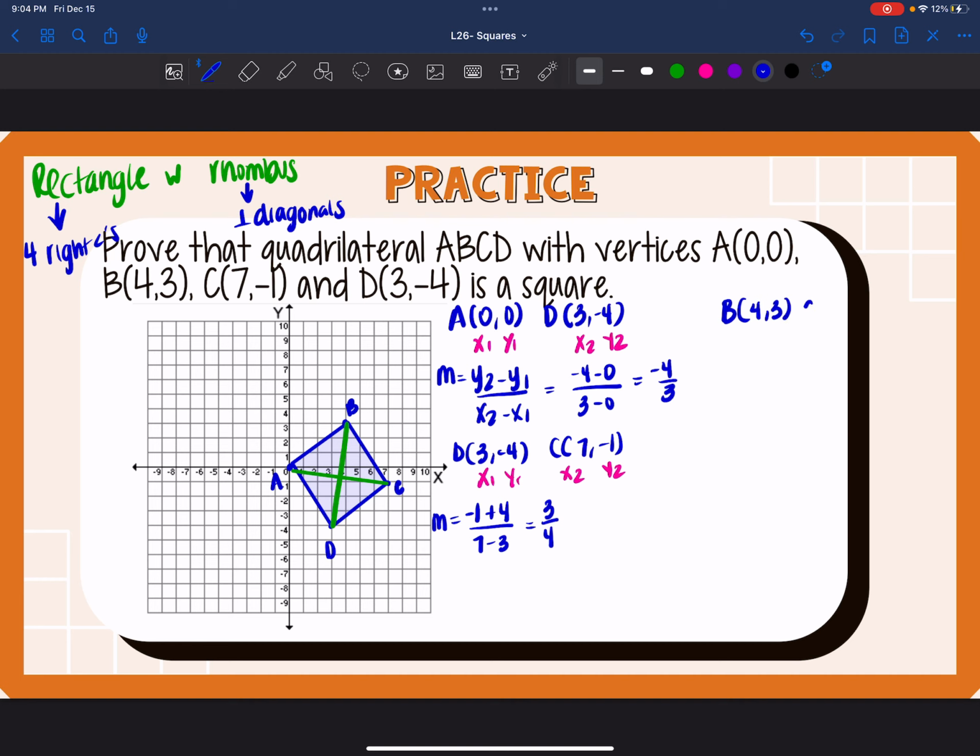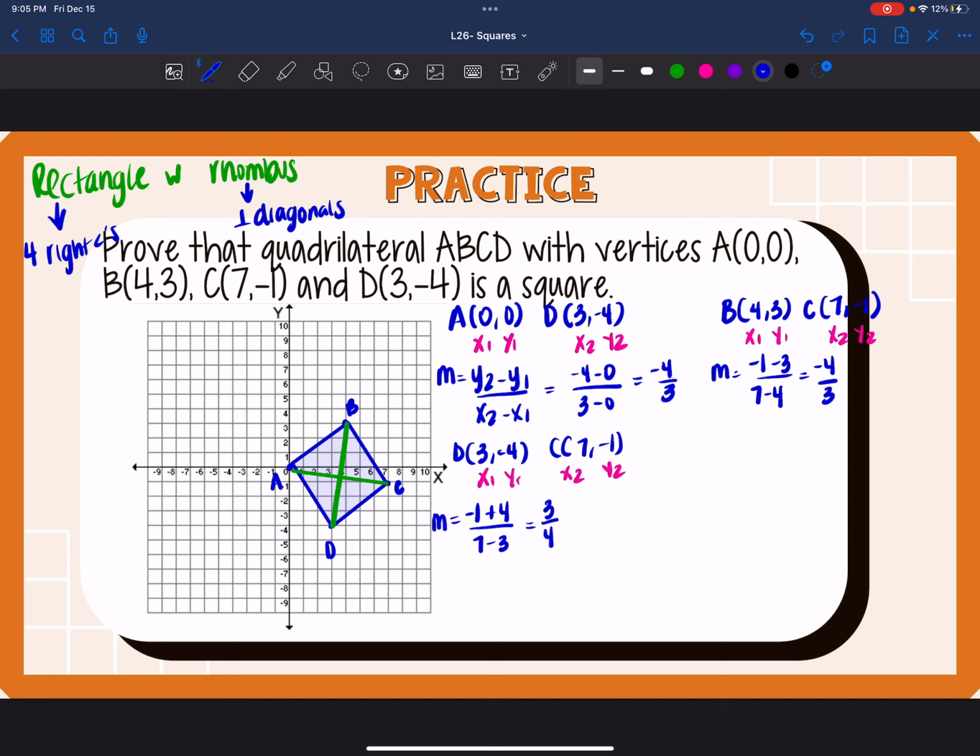And C, which is 7, negative 1. Label, label, label. Label, label, scrabble. And my slope is going to be negative 1 minus 3 over 7 minus 4. Negative 1 minus 3 is negative 4. 7 minus 4 is 3, which is great because that's what I expected it to be.